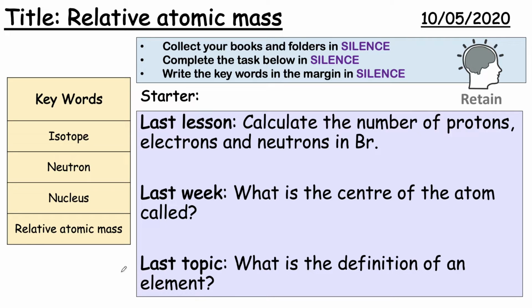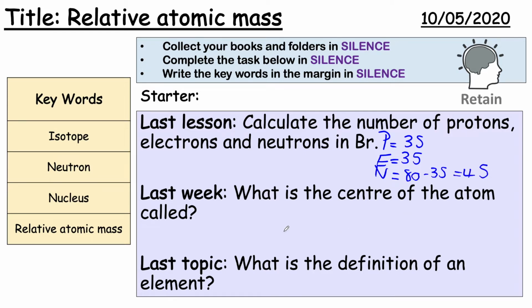So let's get started. The first one says calculate the number of protons, electrons and neutrons in bromine. To do that, we need to look back at last lesson, where we calculate the protons, electrons and neutrons of an atom. The protons are always the atomic number, and if you look at a periodic table, you'll see that's 35. Electrons are always the same as the protons, so if the protons are 35, so are the electrons. And finally for neutrons, that's the mass number minus the atomic number. So 80 minus 35, and that comes out at 45.